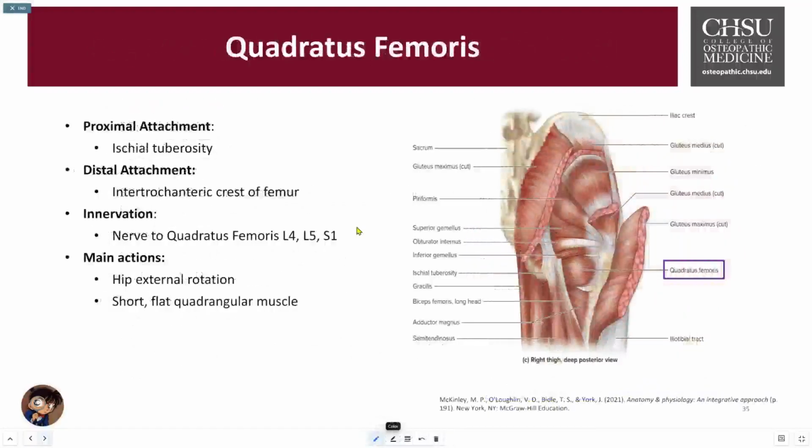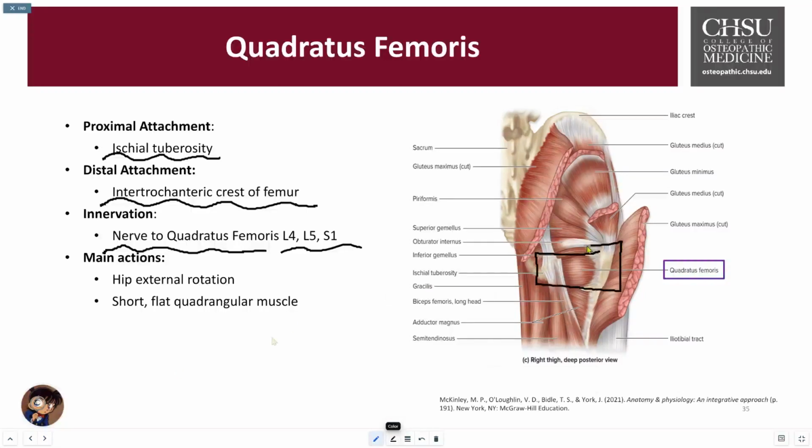The next one is the quadratus femoris. This is a short, flat, quadrangular muscle, hence the name. Origination, it comes from ischiotuberosity. The distal attachment is the intertrochanteric crest of the femur. And there is a nerve of the quadratus femoris, NQF, that is going to be the L4, L5, S1 root supply. Main function is a hip external rotator. Shown here, it's a little bit lower on the inferior region.